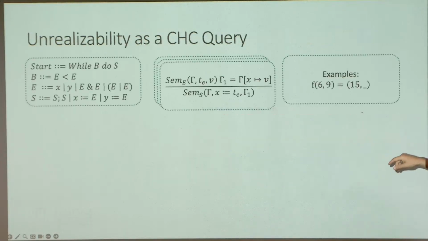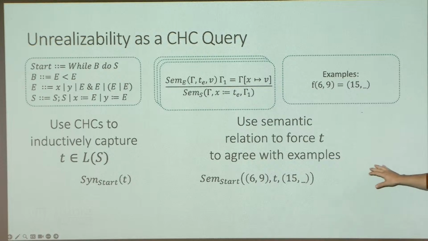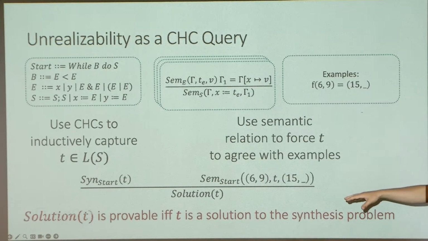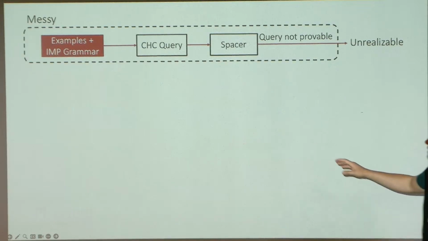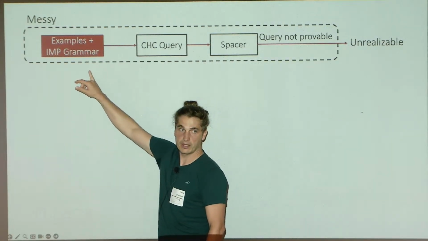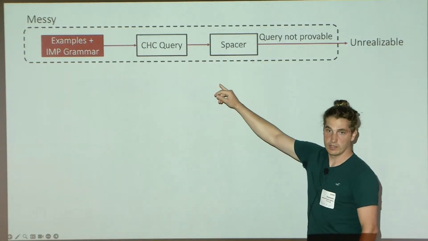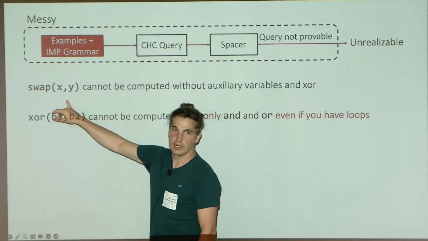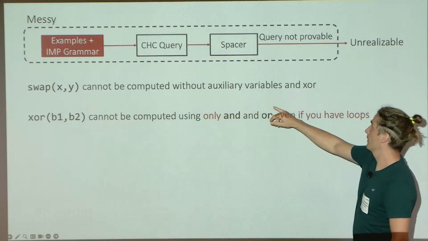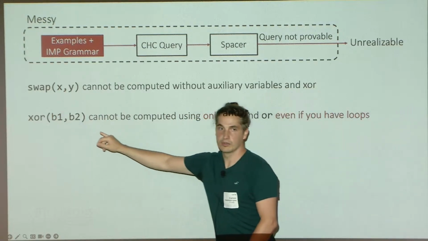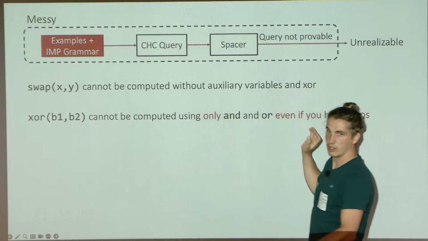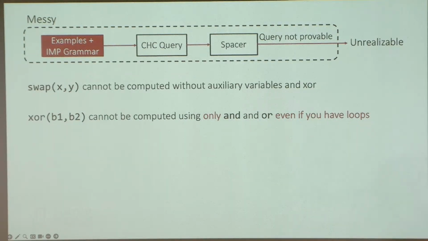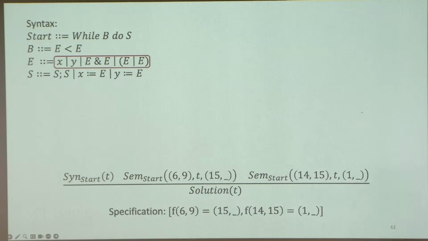So we did this, and we used constraint or clause solvers to prove a bunch of cool things. I'm not going to get into the detail, but we built an unrealizability checker for sort of everything, and because it can handle sort of everything, it doesn't handle much in practice. The idea is that if you have examples and a grammar of imperative programs, you can build a query using constraint or clause solvers, send it to a tool, and prove cool things like: you cannot swap two numbers if you don't have an auxiliary variable and you don't have XOR. You cannot compute the XOR of two variables, no matter how many loops you have, if you don't have something that can change the value of bits, and a bunch of other things.